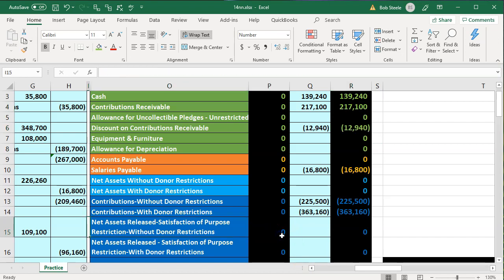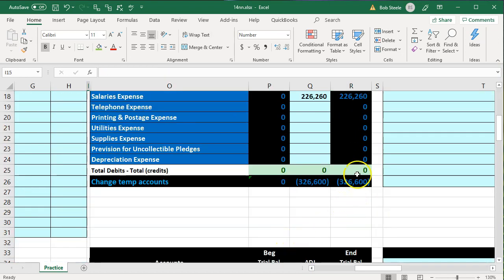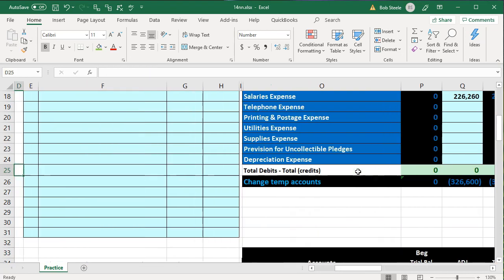Okay, so let's see what the next item we have. Well, let's see if we're back in balance. We should be. I'm fairly confident. I'm pretty confident. So there it is. We're back in balance with the green zeros, which is nice.